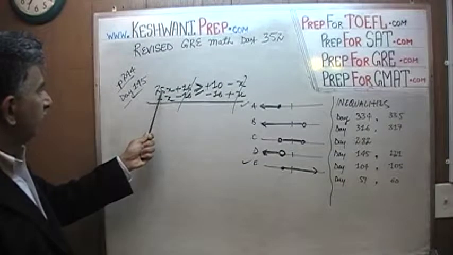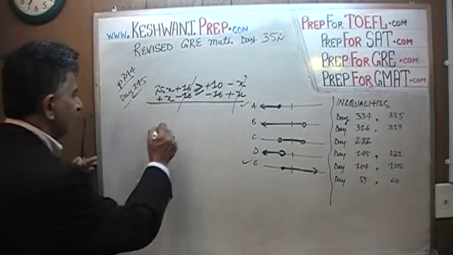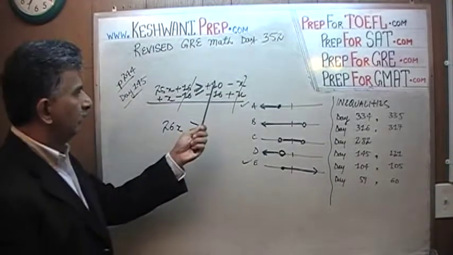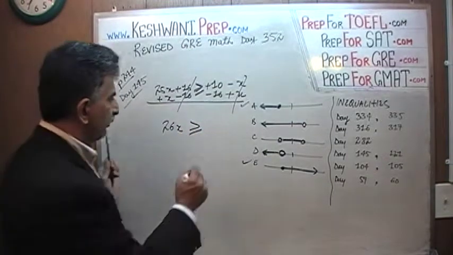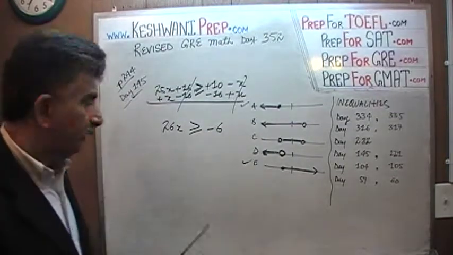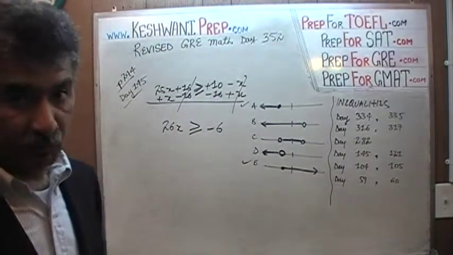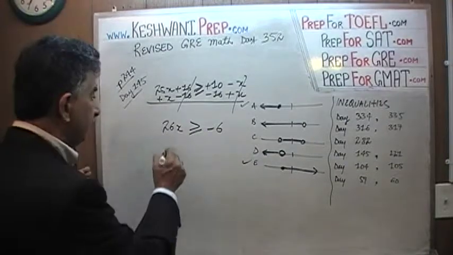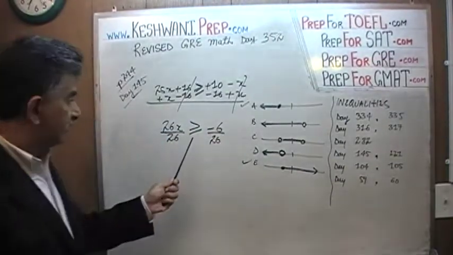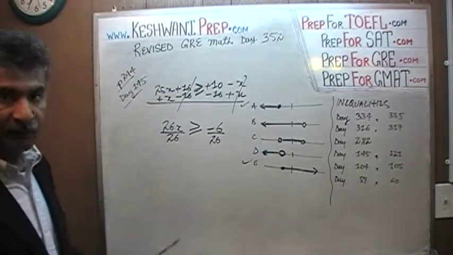And we will end up with 25x plus 1x. That gives us 26x is greater than or equal to positive 10 and negative 16 is going to give us negative 6. Now we divide both sides of the inequality by 26. Because 26 is a positive number, we don't have to switch the direction of the inequality, we can do it in the same step.